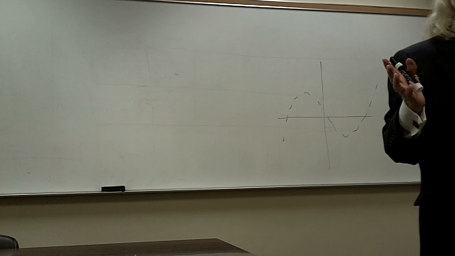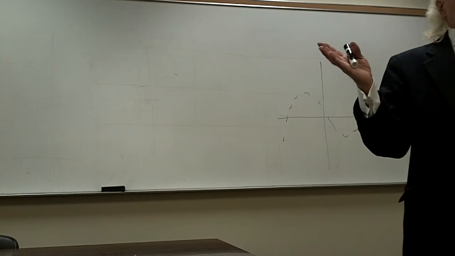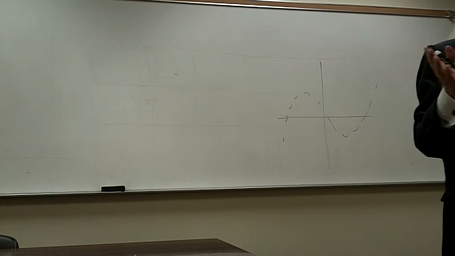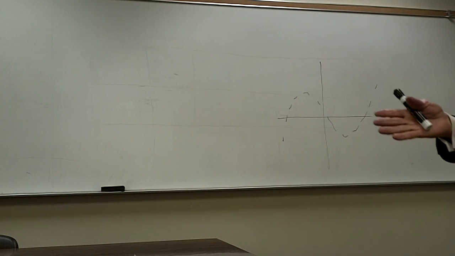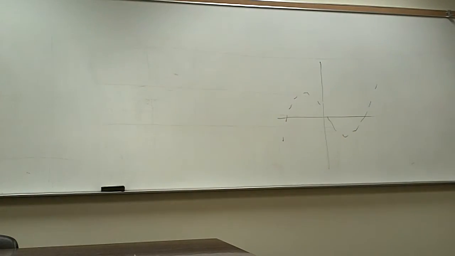And you know what they're called? Who knows what they're called? Vertices? They're called critical points of first order. Critical points of first order. So what do you think that means? It means they're critical. They're important. Critical points of first order.